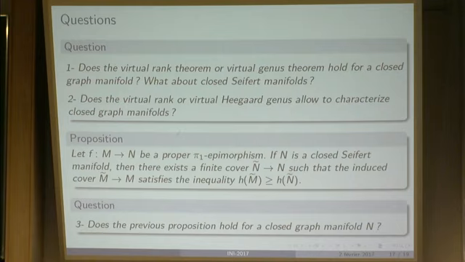And this, what I said, this proposition is almost trivial. If N is a closed Seifert manifold, and you have a proper pi1 epimorphism, then you can go to a finite cover where you get this inequality. It's just because you take an S1 bundle, and there the rank equals the genus and so on. But I don't know if this proposition holds for graph manifolds. I will bet yes.